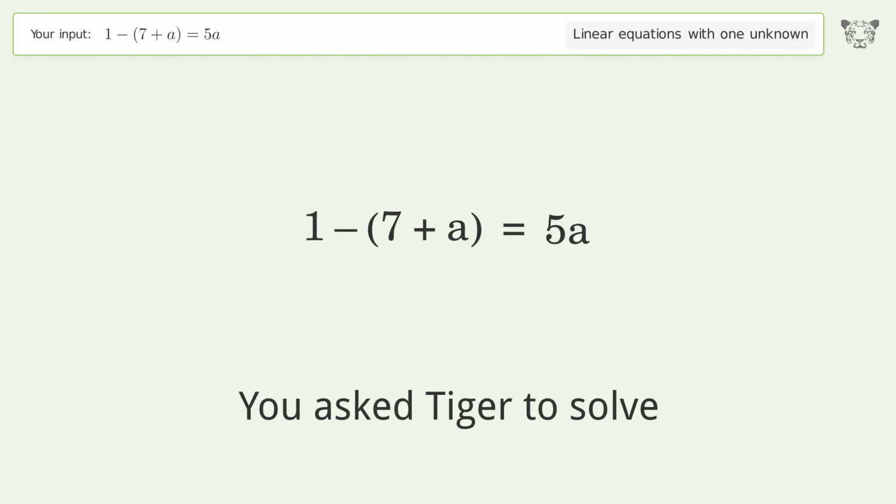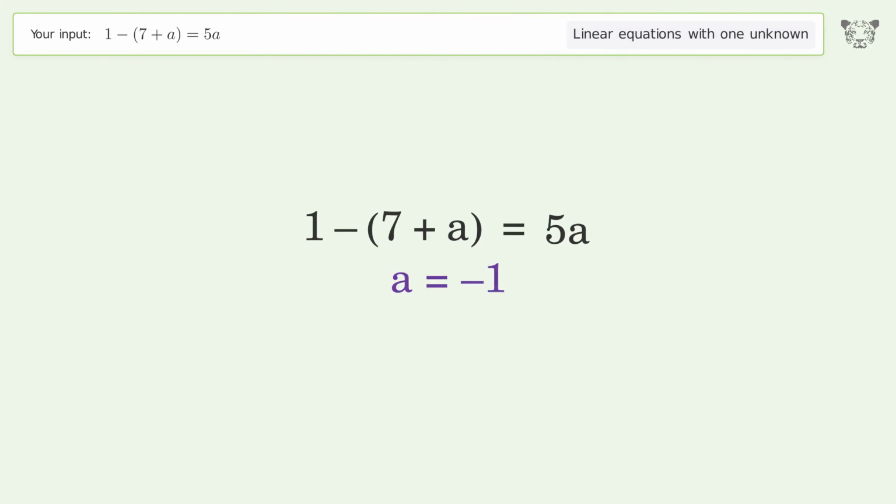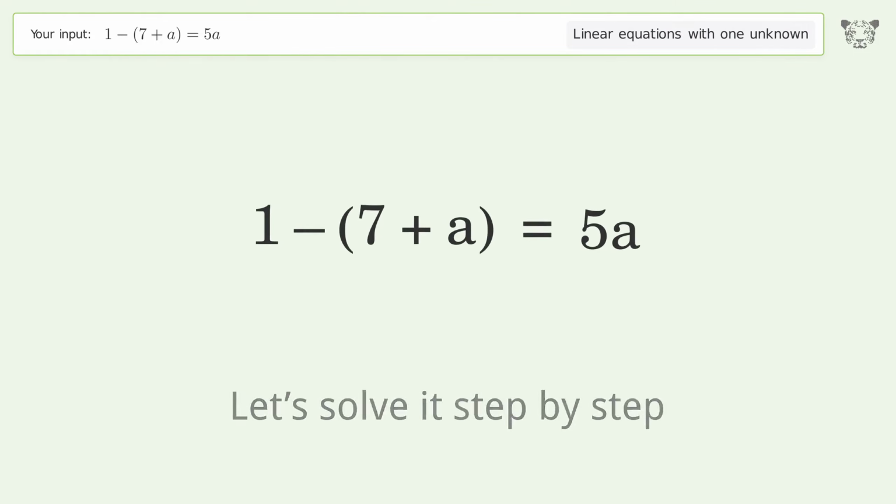You ask Tiger to solve this. This deals with linear equations with one unknown. The final result is a equals -1. Let's solve it step by step.